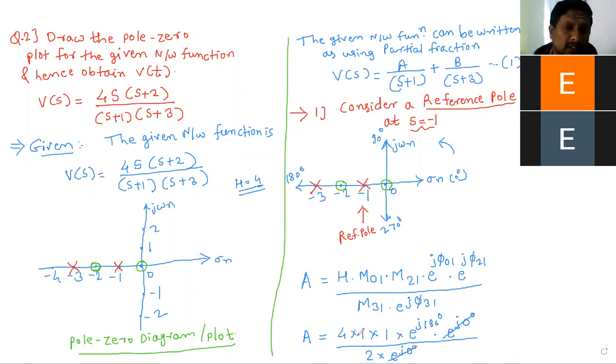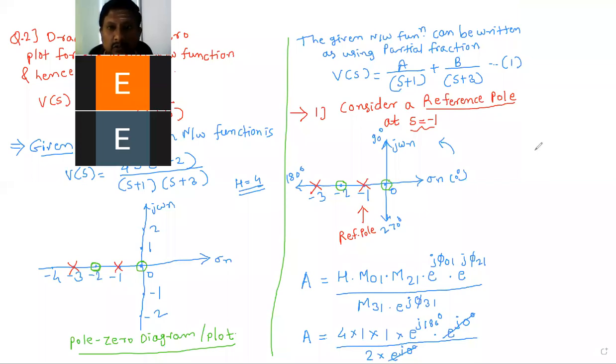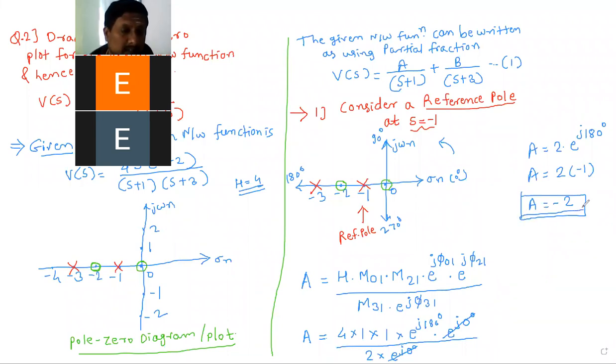Okay, now see what gets cancelled. This will get cancelled, this will get cancelled. Now 4 into 1 into 1 means 4, 4 by 2 means 2, no? Yes. So a is equal to 2 into e raised to j 180 degree. What is e raised to j 180 degree? Already we have taken in the previous example, -1. So a is equal to 2 into -1, that is a is equal to -2. This is the answer of a. Everyone understood how to find out the a value now?